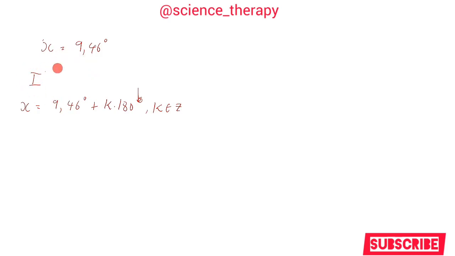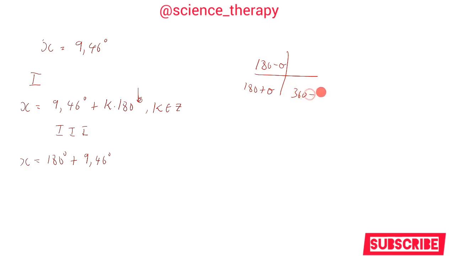But we also have tan being positive in the third quadrant. So that means we have x is equal to 180 plus our reference angle. So where do we get all this? We get all this from the CAST diagram, where we start here, we have our 180 degrees minus theta, 180 degrees plus theta, and then 360 minus theta. So these are the angles that we use in general solutions.